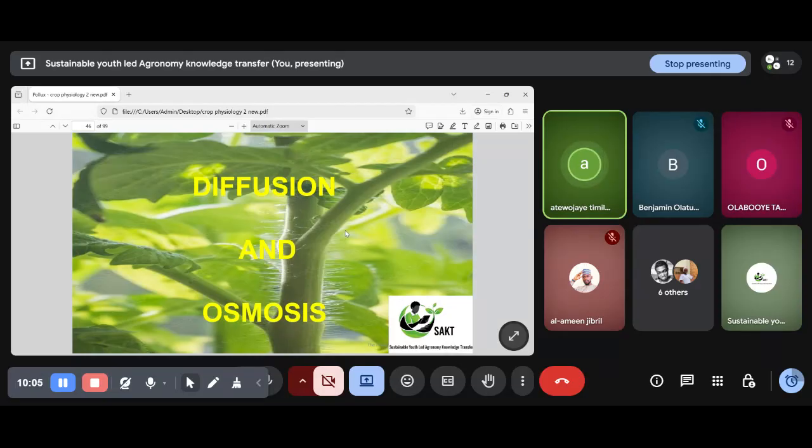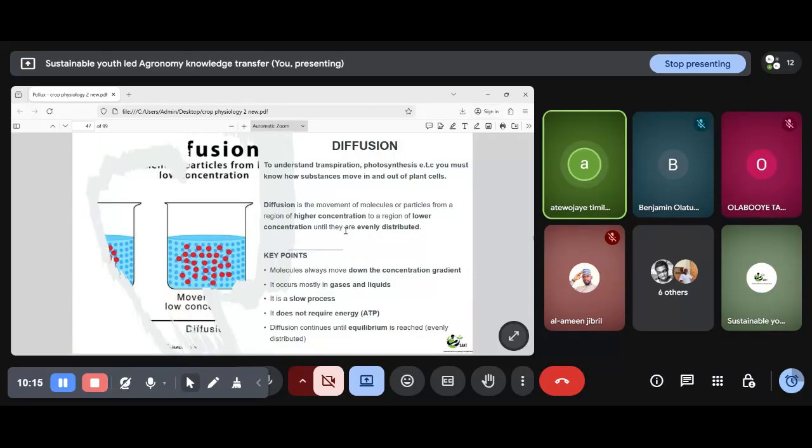Now, before we understand all this, we have to know how things move in the plant, right? You have to understand the movement of all these things. So that's why we have diffusion and osmosis. I know most of us are very familiar with these things. To understand transpiration and photosynthesis, you must know how substances move in and out of plant cells. You must know how things work together to give you a yield.